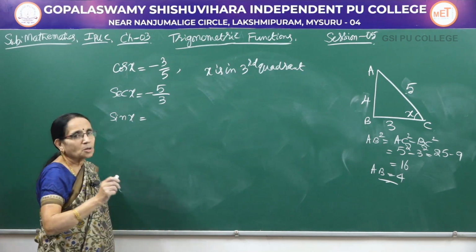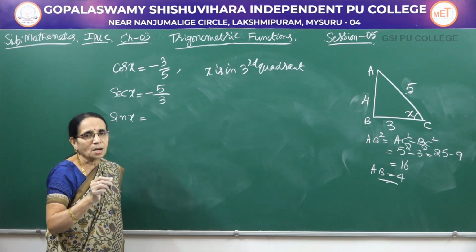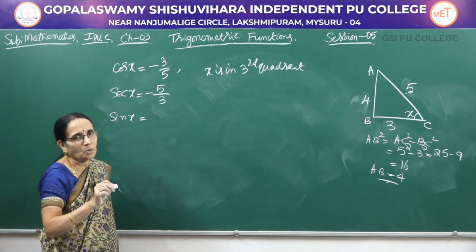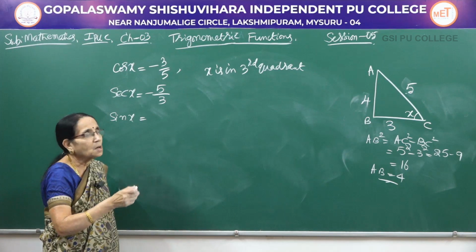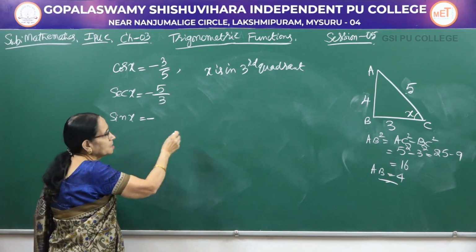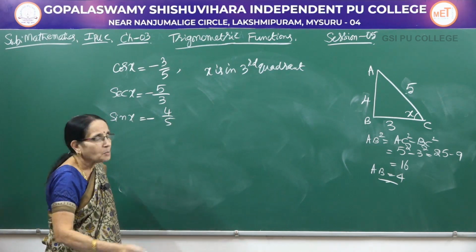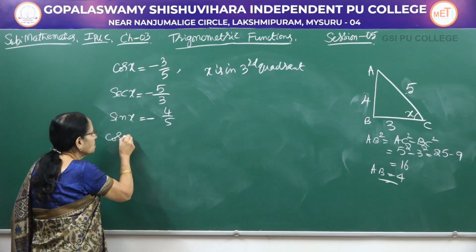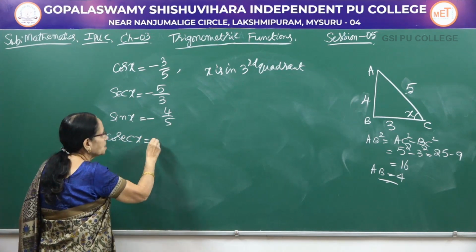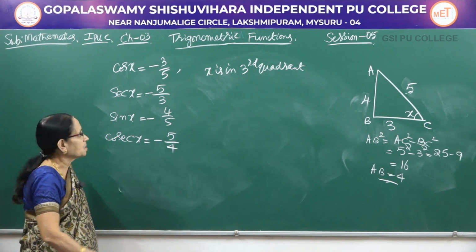Now, sin x, you know that we are considering the angle x in the third quadrant. In the third quadrant, sin is also negative. And how do you define sin? Opposite over the hypotenuse. Write the minus sign. Opposite is 4, hypotenuse is 5. So, it is minus 4 by 5. Immediately write the cosecant, because that is also negative, only the value is reciprocated.